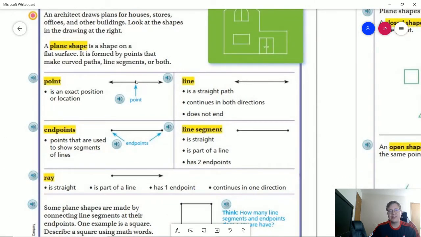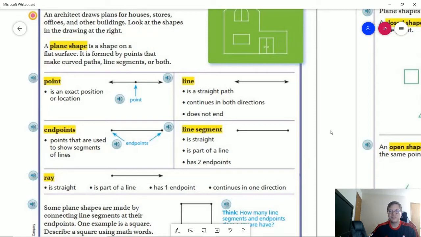So we have points, which would be an exact position or location, and that could be part of a line or a line segment. A line is a straight path that continues in both directions and doesn't end. The difference between that and a line segment is that a line segment has a starting and ending point. And so we could use the term endpoints to describe those.